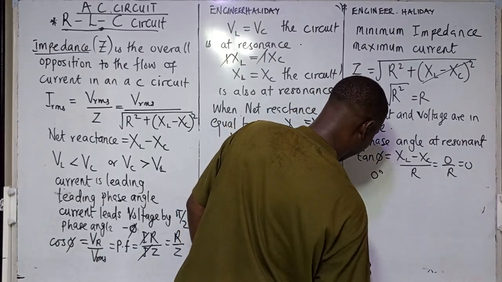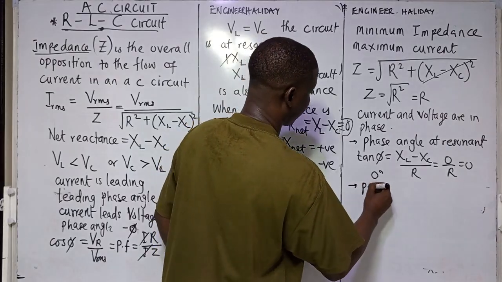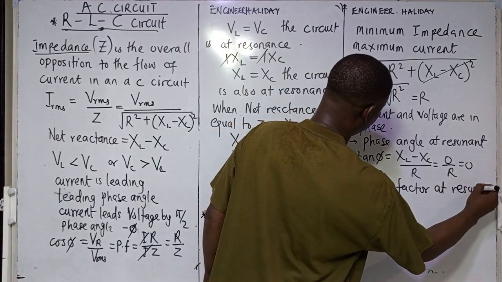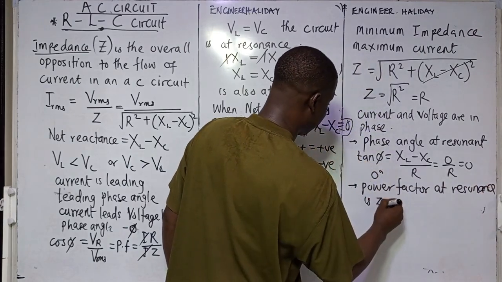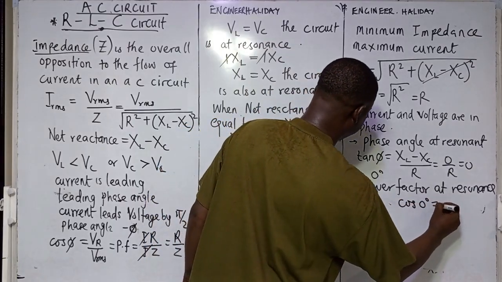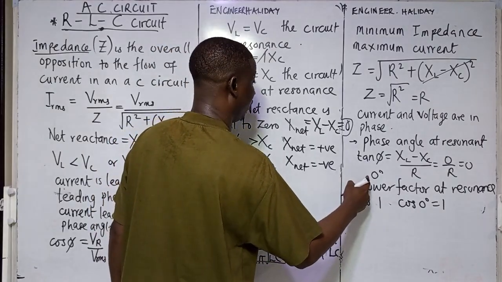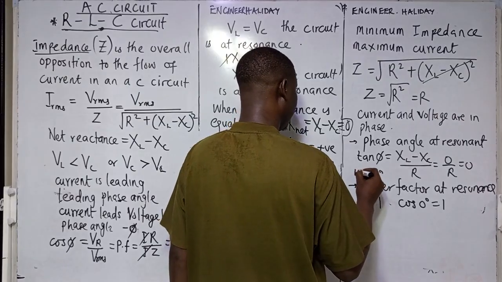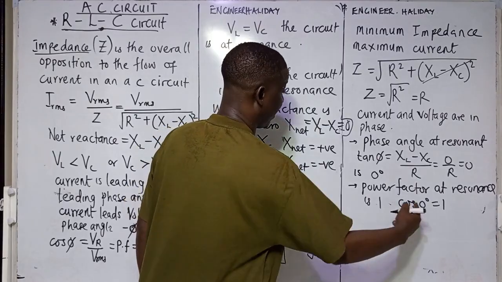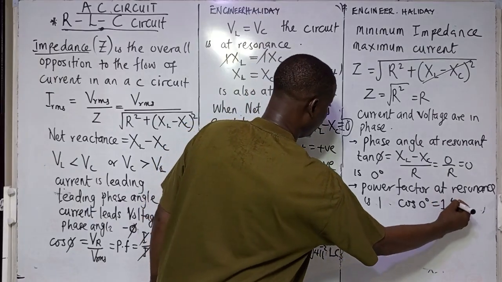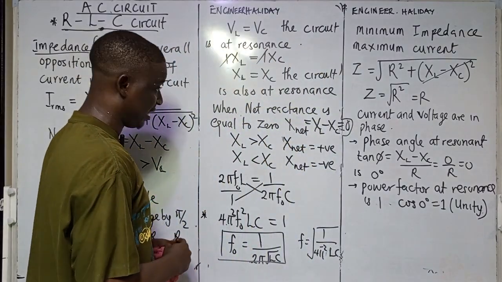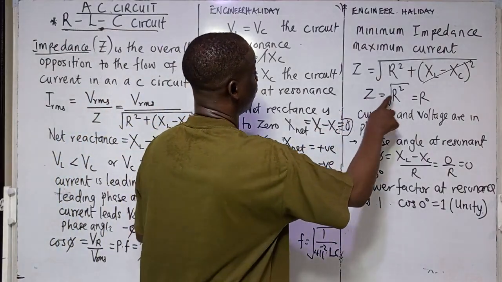Another thing you must understand is that the power factor at resonance is 1, sorry. Why? Because cos 0 degrees is equal to 1. Don't forget the phase angle is 0 degrees. So if you put 0 degrees there, cos 0 is equal to 1, or unity. So the power factor is equal to unity at resonance. Don't forget I told you impedance is equal to resistance.